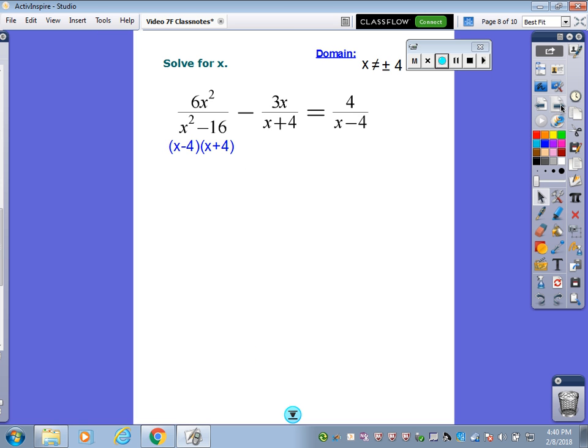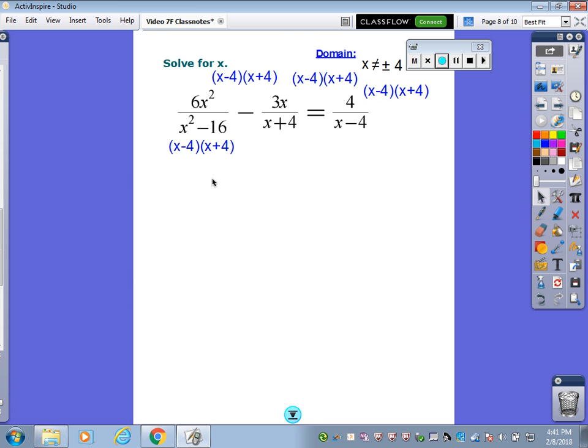Alright, one more question. So here again, when I see something I can factor, I'm going to factor x squared minus 16 into x minus 4, x plus 4. So my domain restrictions are plus or minus 4. This is my common denominator. So I'm going to multiply everything by my common denominator, everything up here. So give yourself some room when you do this.